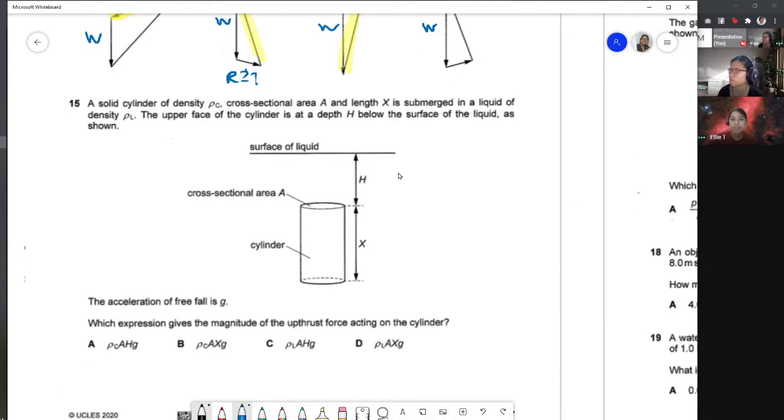Wow, this diagram never seen before. A solid cylinder question. A solid cylinder of density rho C, cross-sectional area A, length x, is submerged in a liquid of density rho L. So the liquid outside here is rho L. The upper face of the cylinder is at a depth h below the surface. Acceleration of free fall is g. Which expression gives the magnitude of the upthrust acting on the cylinder?